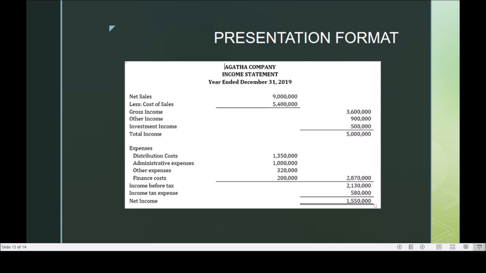These are classifications of expenses by function. By function po yun. Kung by nature naman, yun yung sinasabing lahat ng depreciation sa isang line item, lahat ng mga salaries expense, isang line item. Itong presentation na to is the most common presentation in the real world.